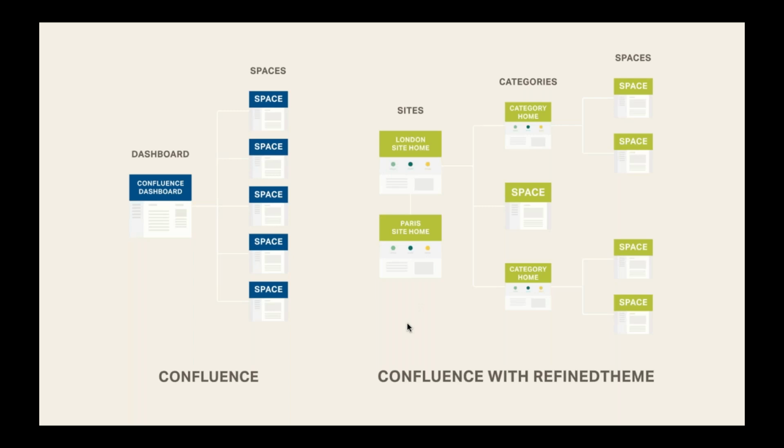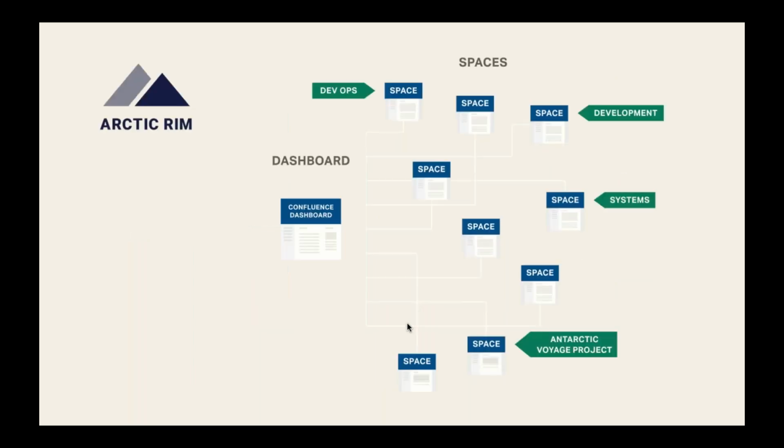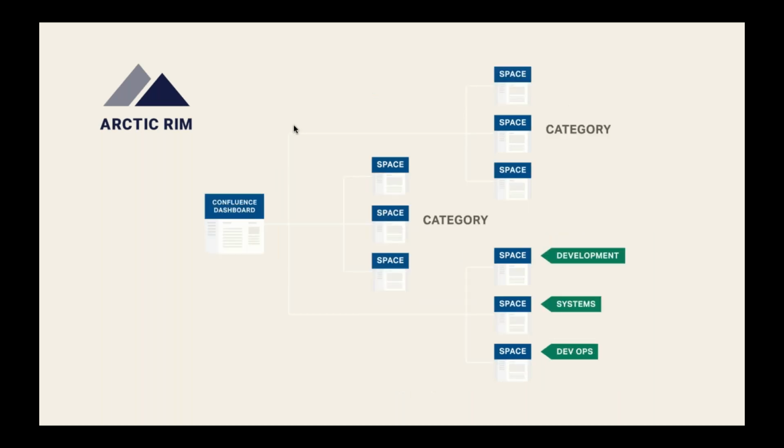And I'll actually show you an example of how you could work with this, or how Arctic Rim have worked with this, so you can understand it a bit better. So this is what their Confluence looked like when they got it out of the box. So they had a space here for DevOps, they had a space for development, and they had a space for systems. And what they realized was that, yes, these were all separate spaces, but they're actually related to each other. So they wanted a way of grouping these together and being able to navigate to that group of spaces. So they reorganized, and this is how it looked once they had reorganized.